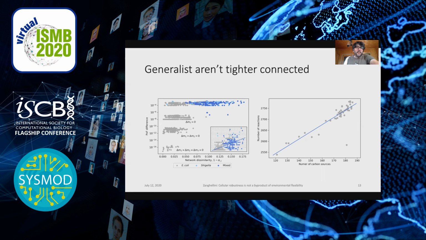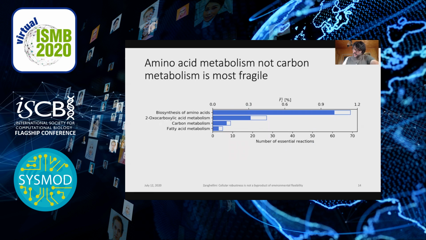So where is the fragility actually sitting, if it's not the carbon metabolism? We have looked at all the minimal cut sets and analyzed in which subsystem they are sitting. And what we find is that the synthesis of the amino acids is the subsystem that is most fragile, and carbon metabolism is quite robust. So what you see here are the number of minimal cut sets in the biosynthesis of the amino acids and for different subsystems.